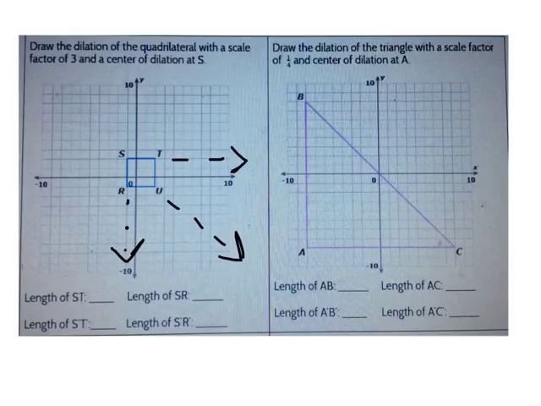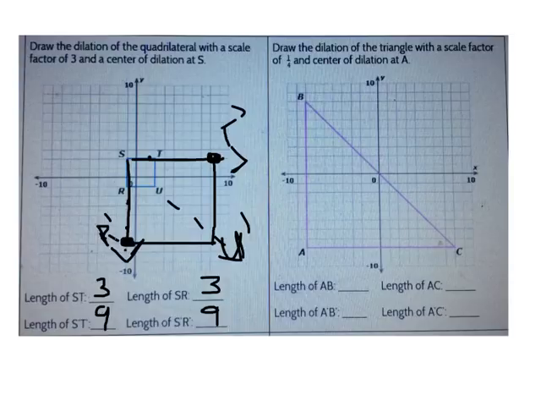First, what's the original length of ST? It's 3. What's the original length of SR? It's also 3. When I dilate by a scale factor of 3, I can multiply all of the side lengths by 3. So what's the new length of S prime T prime? It's 9. What's the new length of S prime R prime? It's also 9. Go ahead and draw the dilation of the figure now. Check to see that your dilation looks like mine.